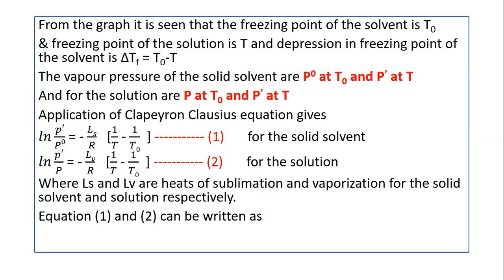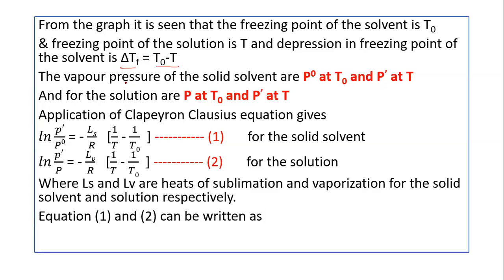From the graph, it is seen that the freezing point of the solvent is T0 and the freezing point of the solution is T. And the depression in freezing point of the solvent, that is delta TF, is equal to T0 minus T.